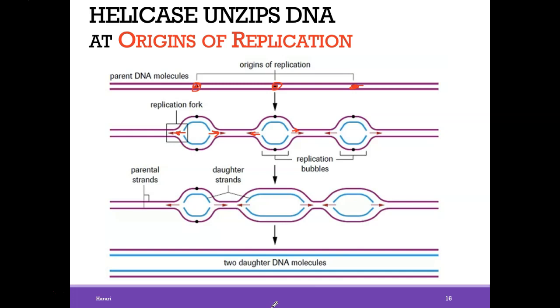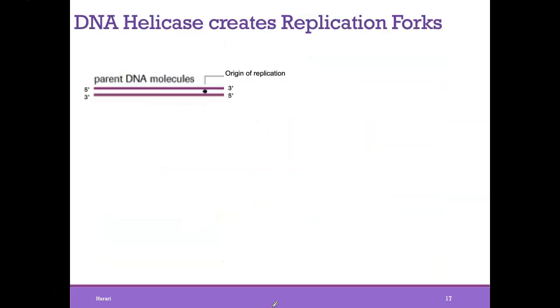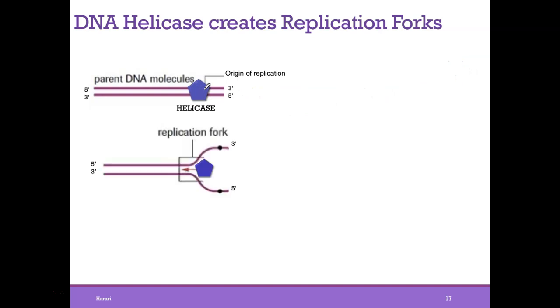A video might be helpful for you to watch at this point before moving forward. So now let's see how DNA helicase creates replication forks. Here we have a double-stranded DNA molecule, 5 to 3, 3 to 5. Great. Here's one of those origins of replication. So what's going to happen is DNA helicase, the enzyme, will come in, will recognize that origin of replication, and will start breaking the hydrogen bonds that join the 2 strands. So we separated the hydrogen bonds now. And DNA helicase will continue to go in this direction, breaking all of these bonds.